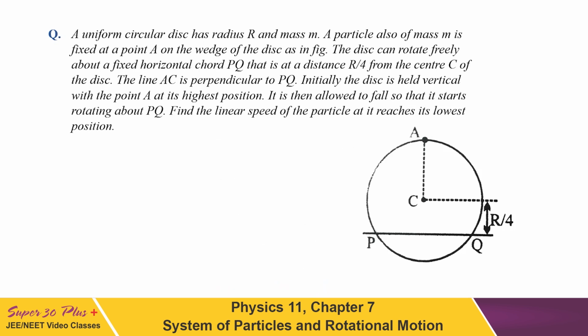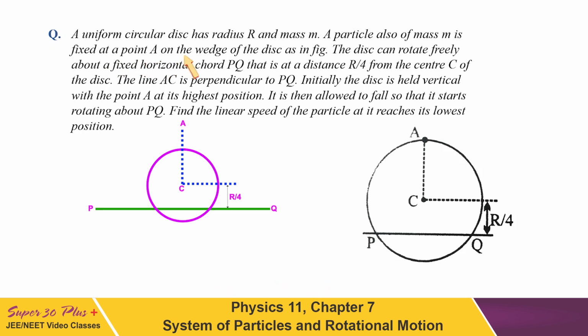One more question I have related to energy. A uniform circular disc has radius r and mass m. A particle, also of mass m, is fixed at a point A on the edge of the disc as in the figure. The disc can rotate freely about a fixed horizontal chord PQ, that is at a distance r by 4 from the center of the disc. This condition is shown here in the diagram.